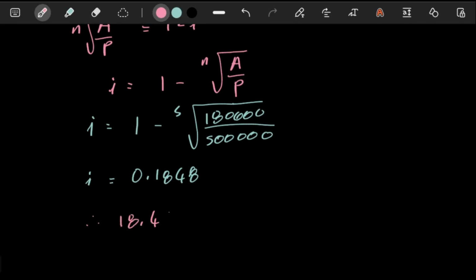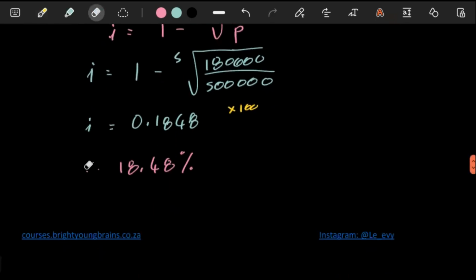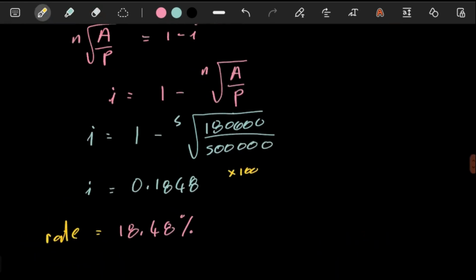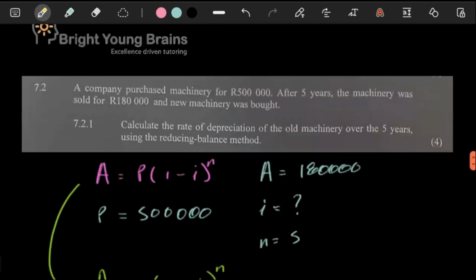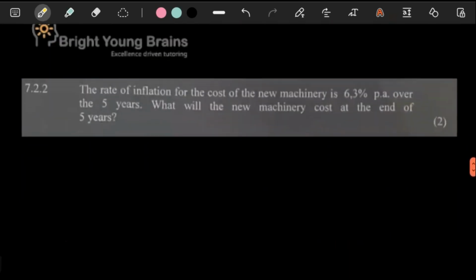And since we are working with percentages, you have to multiply by 100, which is going to give you the percentage. So we're going to times this by 100. This gives us 18 point. So let's just say, therefore, rate equals 18.48%. Very nice. Okay, so far so good.